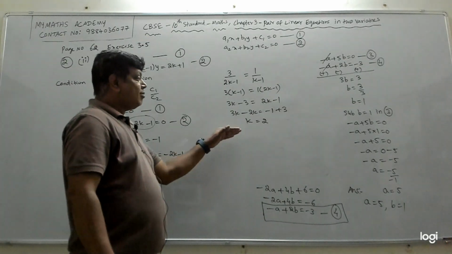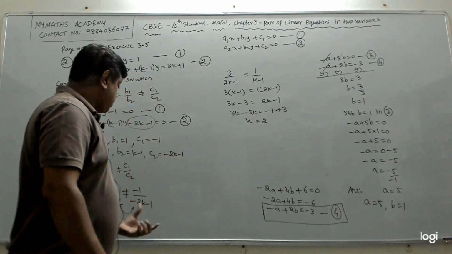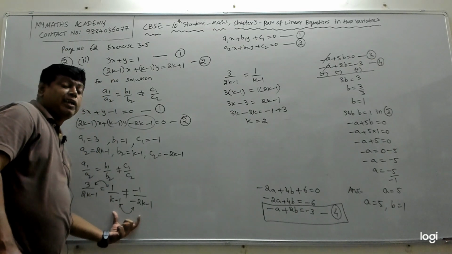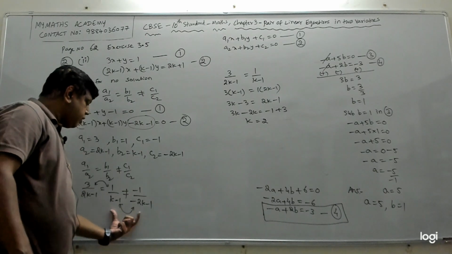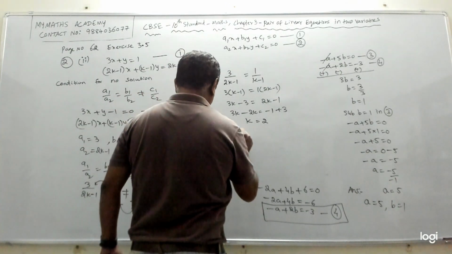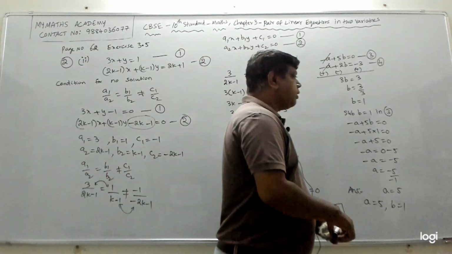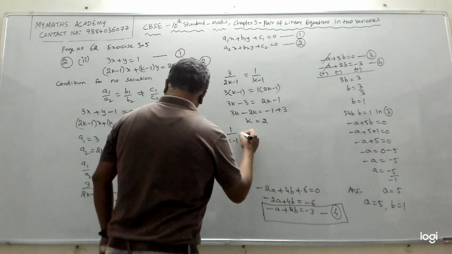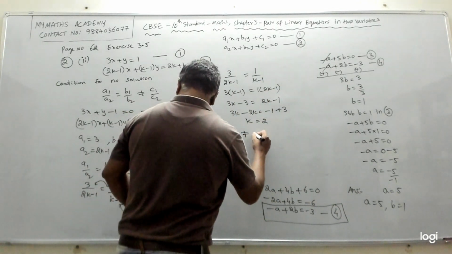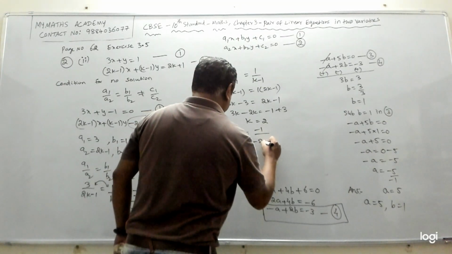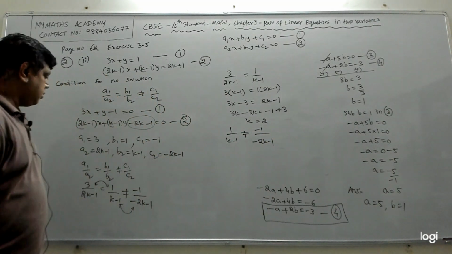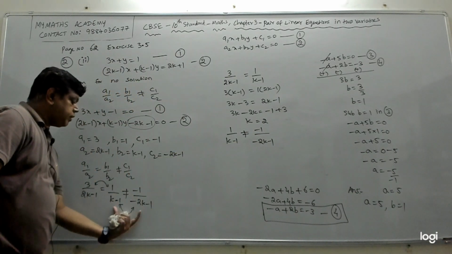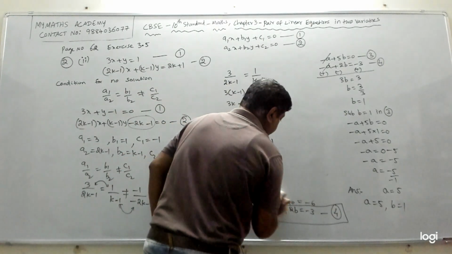So the problem doesn't end here. We need to check this. We have to solve for this inequality also. We call this an inequality, not an equation. So we need to solve this. What is this? We have 1 by k minus 1 is not equal to minus 1 by minus 2k minus 1. Fine. So these two we will take and we will try to solve this inequality.